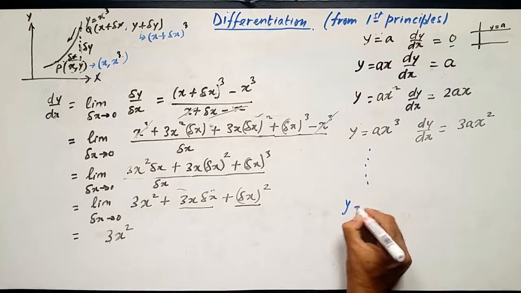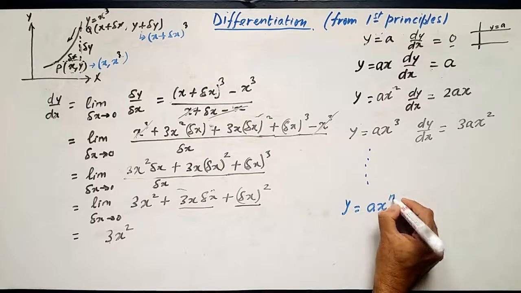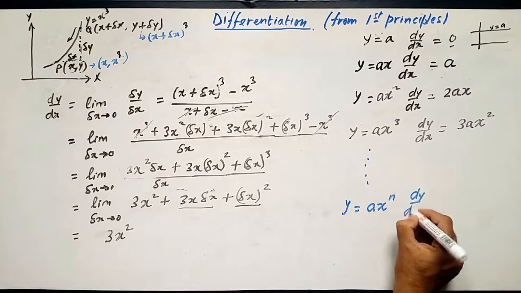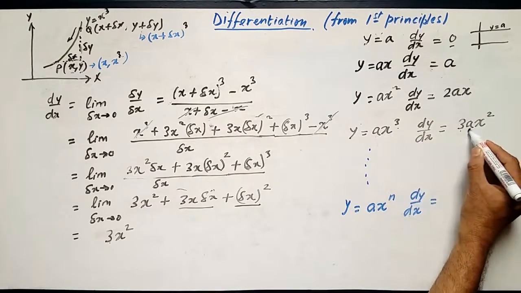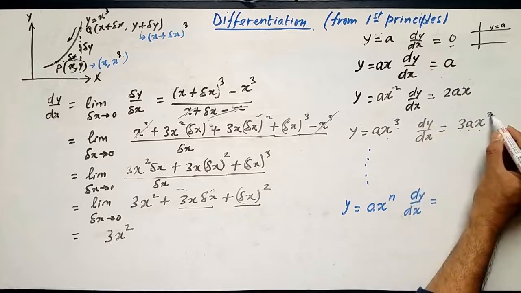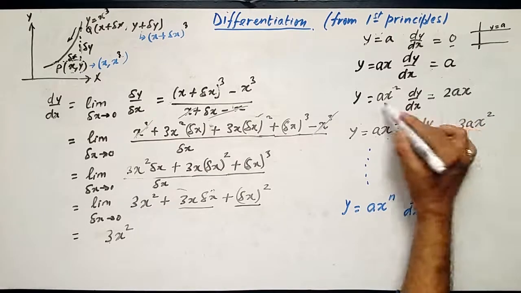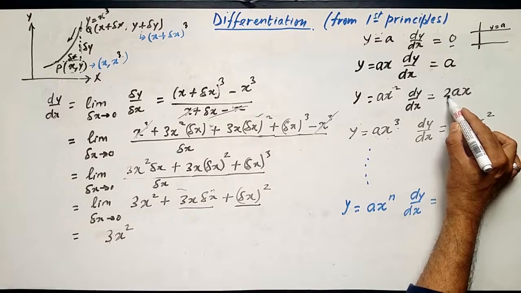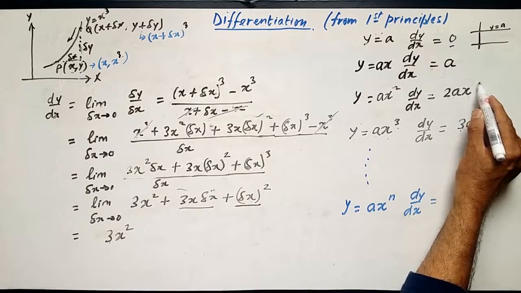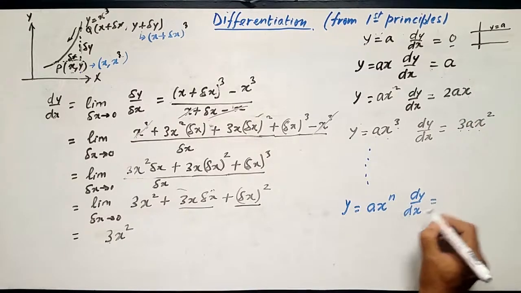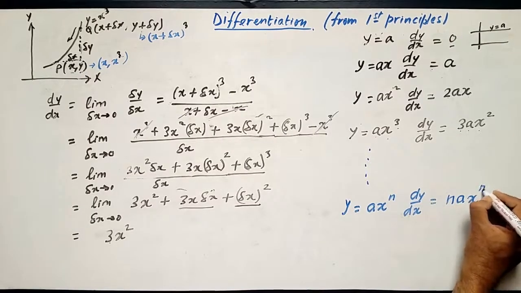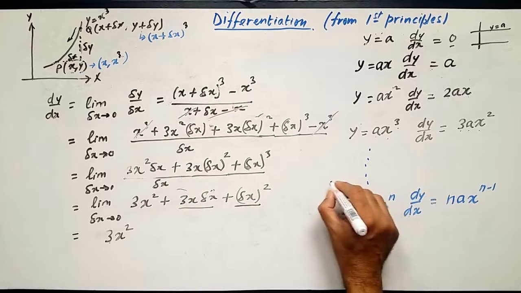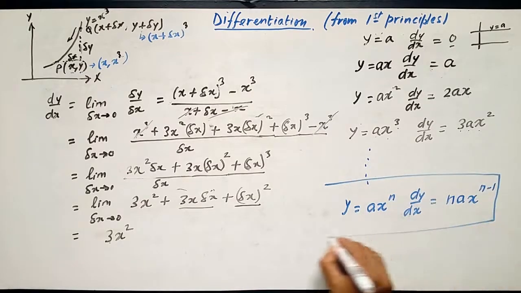So let's say we have an expression a x to the power n. So what will be dy by dx? dy by dx will be equal to, we are multiplying by 3, a is remaining, x is remaining, and the power is getting reduced by 2. So a is remaining, 2 is this power, and in x we are decreasing the power by 1. So what we are getting is dy by dx will be the power multiplied by a multiplied by x, and the power will be decreased by 1.